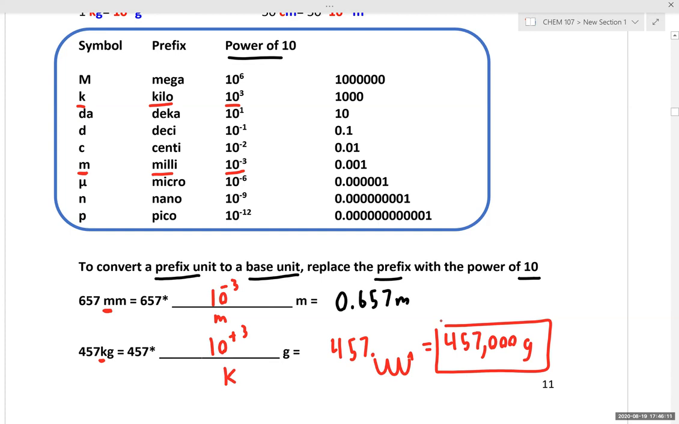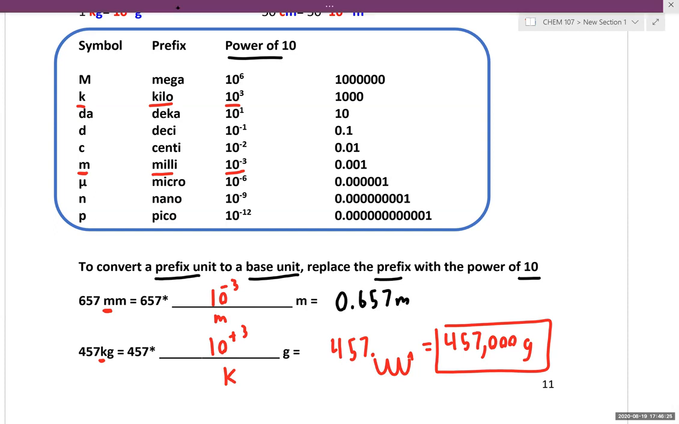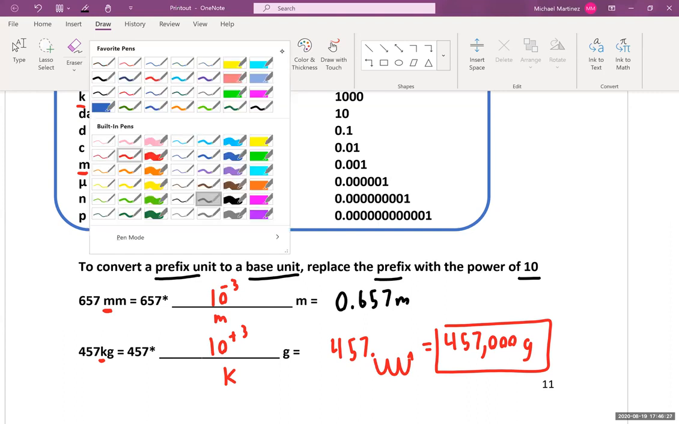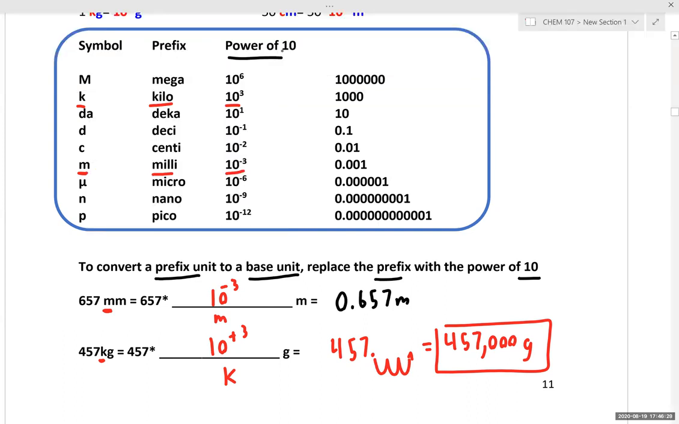So prefix to base unit conversions are really straightforward in the metric system. All you do is replace your prefix with its corresponding power of 10. Any questions on this idea? Any questions on these metric prefixes?